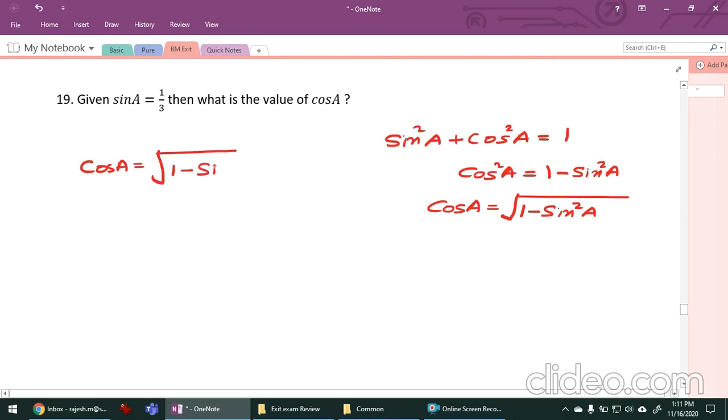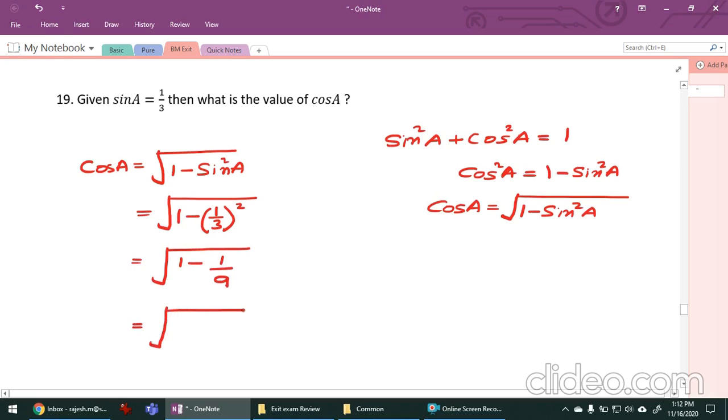1 minus sin square A equal to square root. I am giving the value of sin A. 1 minus, what is sin A? 1 by 3. So 1 by 3 square. Okay, equal to square root 1 minus, what is 1 square? 1. What is 3 square? 9. Now you will cross multiply inside the square root. So 1 into 9 is 9 minus 1 by 9 equal to square root 9 minus 1 is 8. 8 by 9 equal to square root 8.